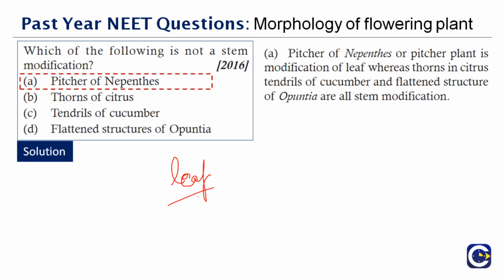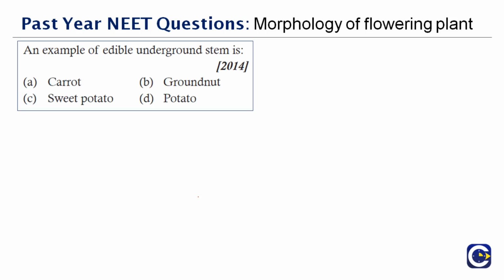Okay, fine. Next question here. An example of edible underground stem is dash. So the answer is very easy for this. You must know what the answer is. An example of edible underground stem. What is the answer? Yes, it is potato. Potato is an example of edible underground stem.